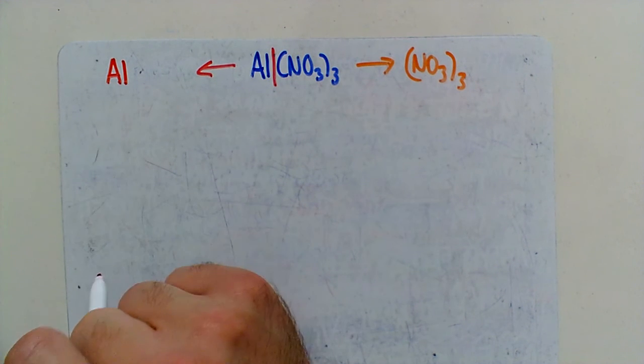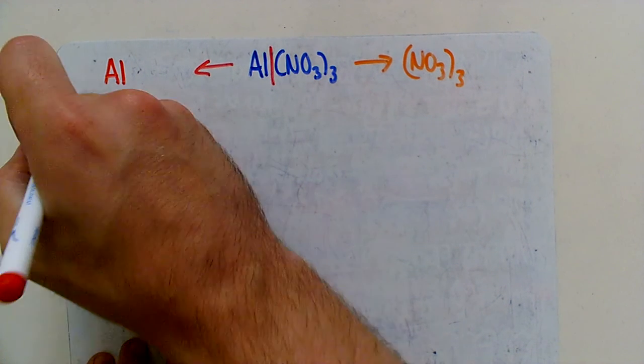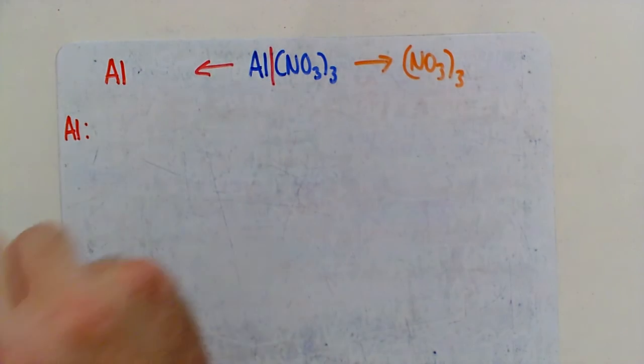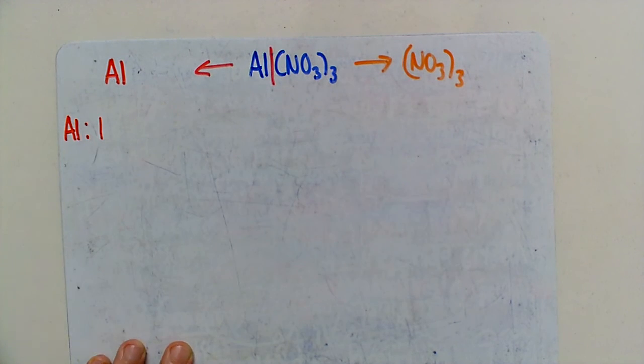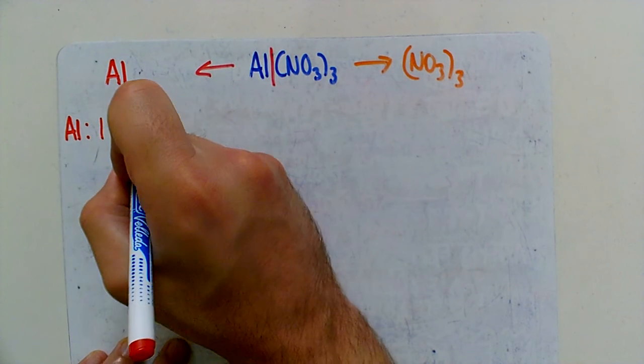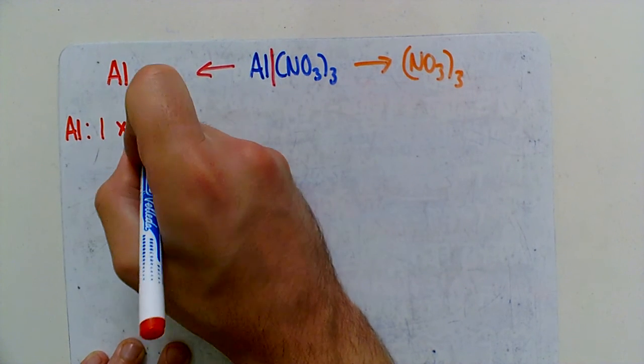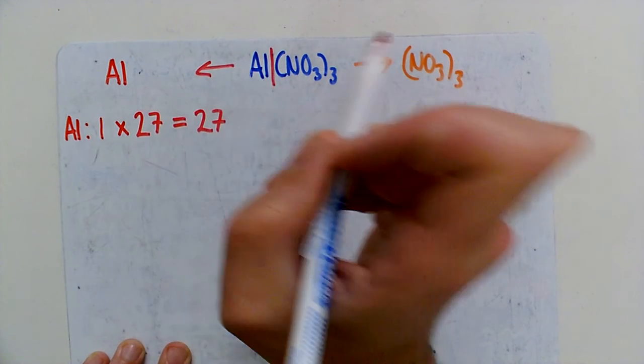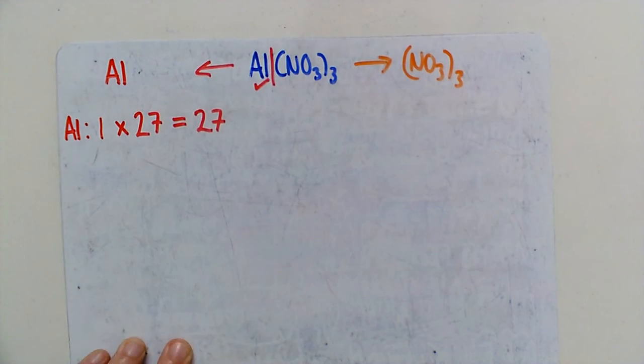We're going to just start on the left hand side. No brackets, nothing to deal with at all. We just know that there's aluminium in it. No number, so that means that there's 1. And if we look up the data booklet, aluminium has a mass of 27. So when we multiply, we get 27. And so we have dealt with this side.